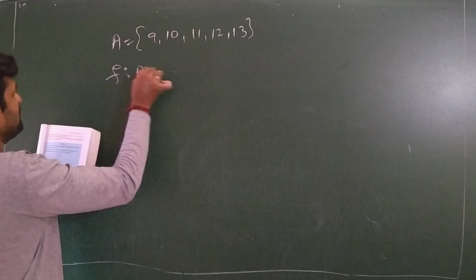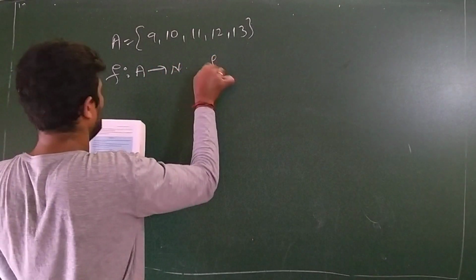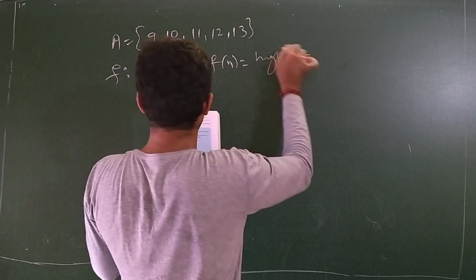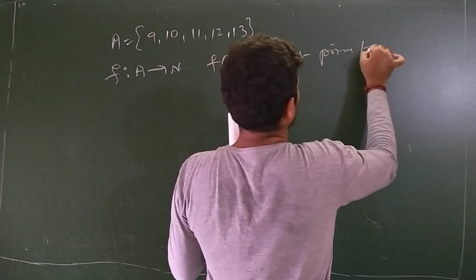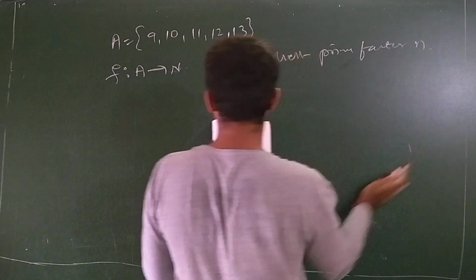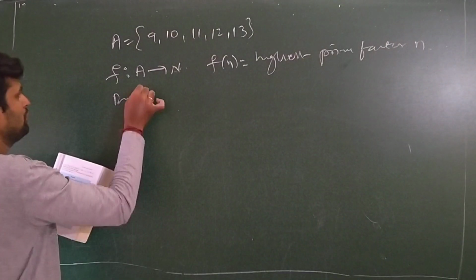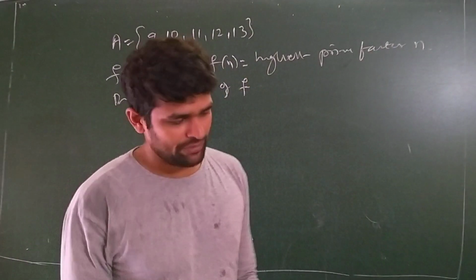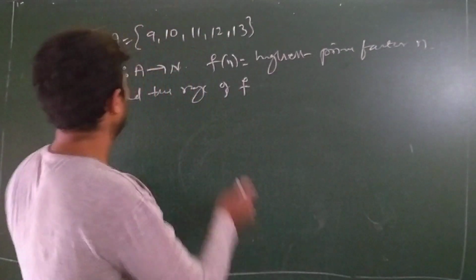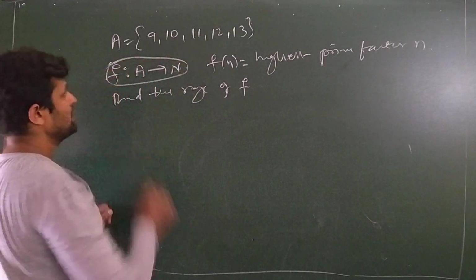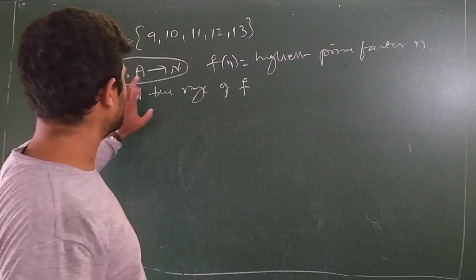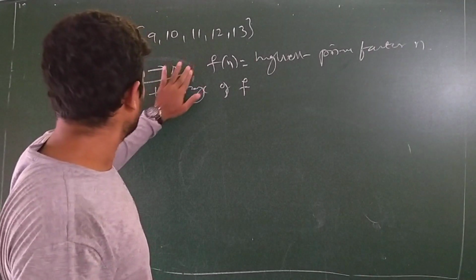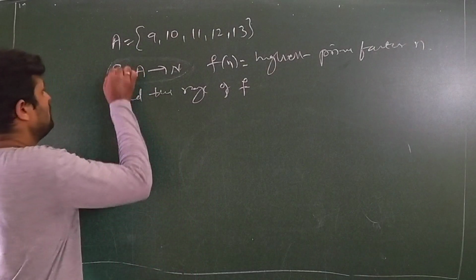Last question. f is a function from A to N defined by f of n is equal to the highest prime factor of n. Find the range of f. See, whenever there is a symbol like this, f from A to N, it is a function from A to N. Okay?